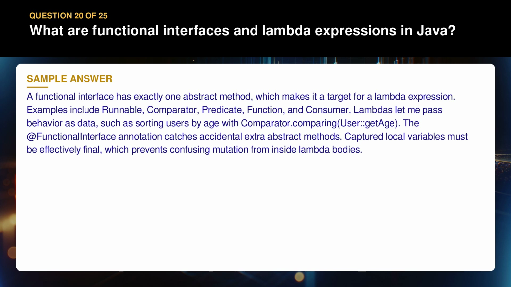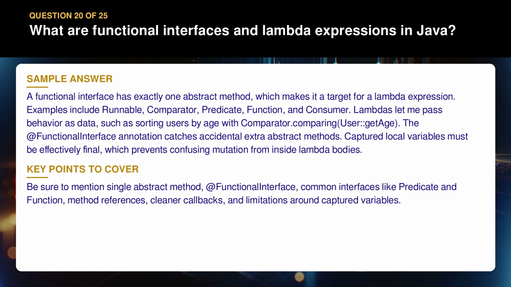The @FunctionalInterface annotation catches accidental extra abstract methods. Captured local variables must be effectively final, which prevents confusing mutation from inside lambda bodies. Be sure to mention single abstract method, @FunctionalInterface, common interfaces like Predicate and Function, method references, cleaner callbacks, and limitations around captured variables.